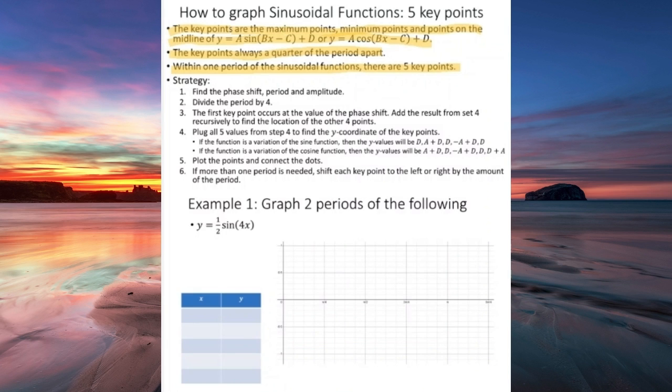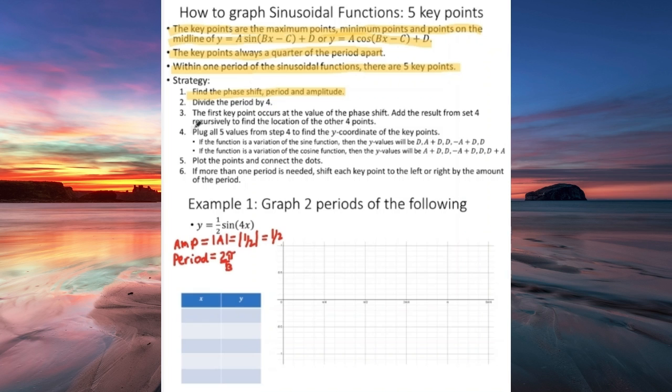Now we're going to look over a strategy for graphing our sinusoidal functions by looking at the example of graphing y equals 1/2 sine of 4x. And our goal is just going to be to graph 2 periods of this equation. The first step is we want to start off by finding the phase shift, period, and amplitude of our function. The amplitude is the absolute value of a, and here in our equation, a is 1/2, and the absolute value of 1/2 is 1/2.